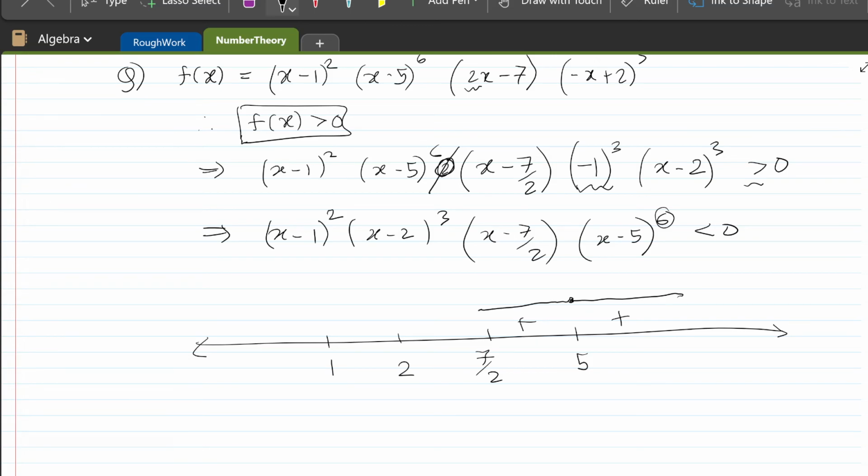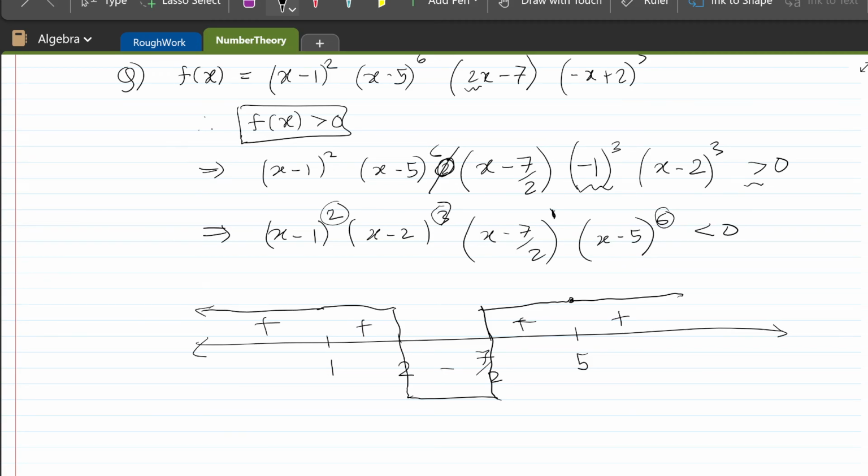Now we again hit a root, 7 by 2. Now look at the power. Is it odd? Yeah, it's 1, it's odd. So change the sign. Continue. At 2, is it odd? Yes, it is odd. So change the sign. Now continue. At 1, is it odd? No, it's even. Yeah, then continue with the same sign.